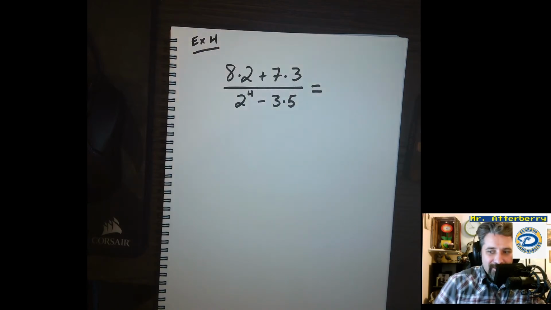Okay, let's take a look at this one. 8 times 2 plus 7 times 3, that is being divided by 2 to the 4th power minus 3 times 5. So, don't freak out, but let's go over this one. We got it. Just write PEMDAS and listen to how I set this up.